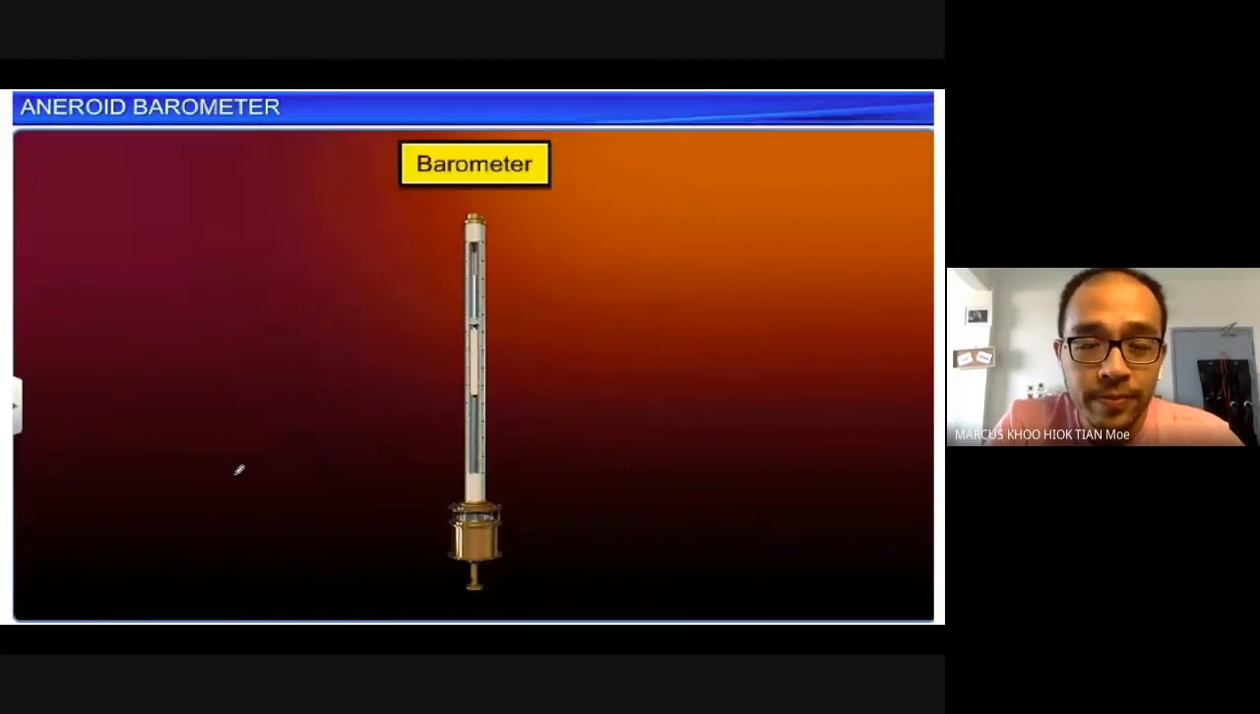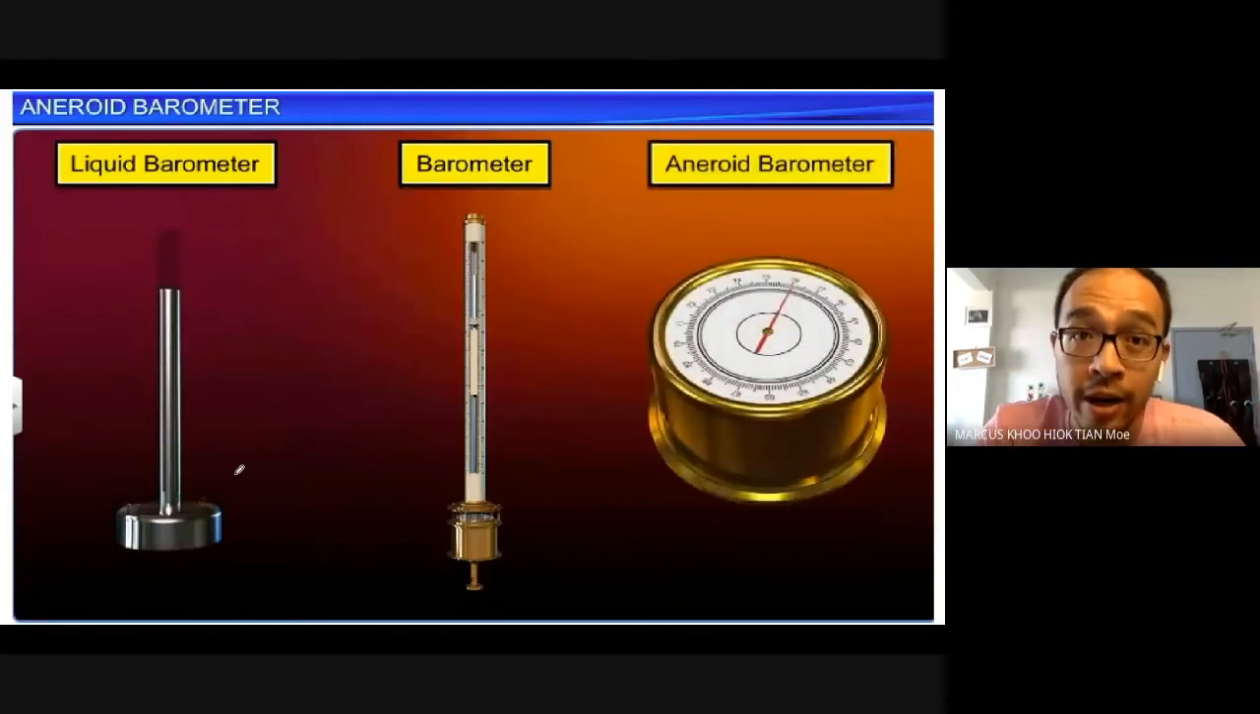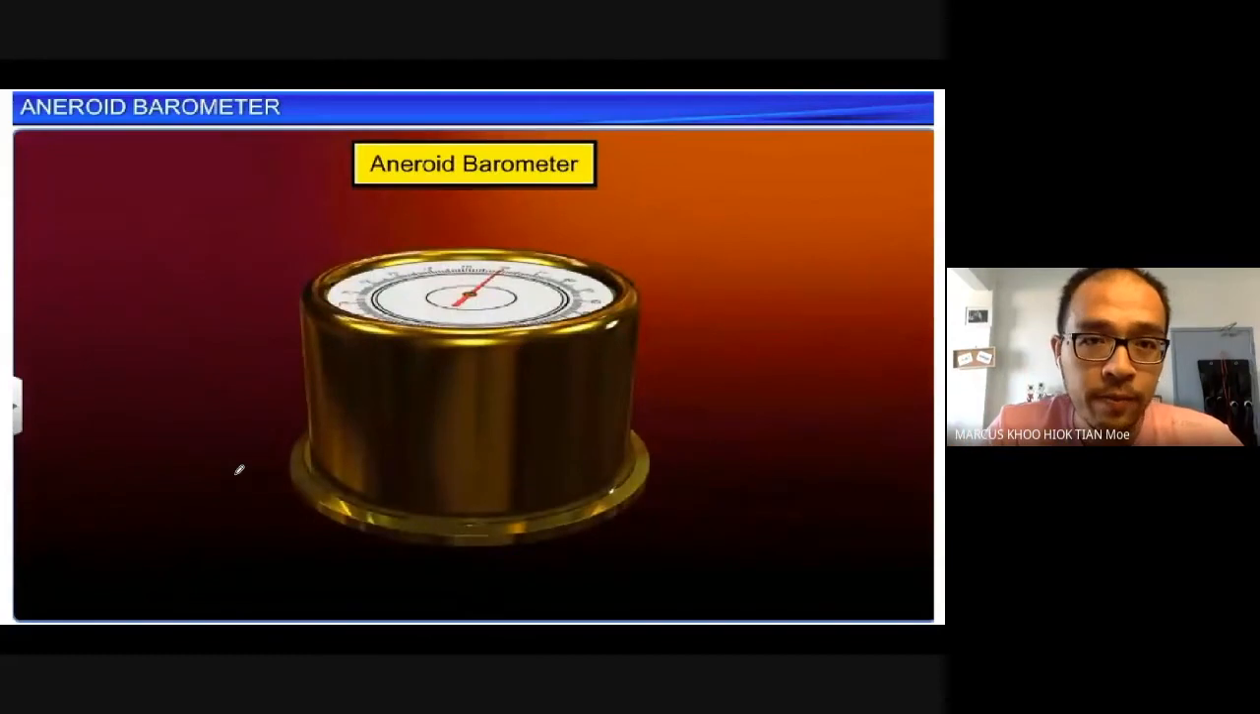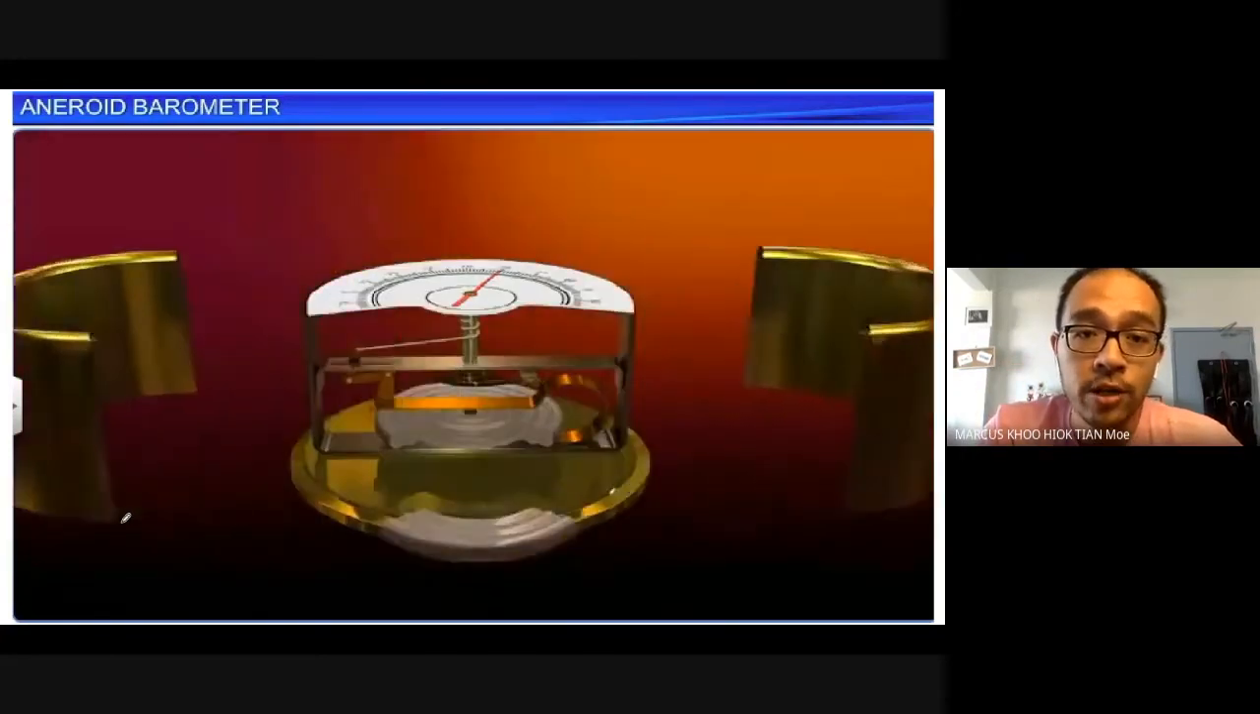Barometer is an instrument used to measure atmospheric pressure. Two types of barometer: liquid barometer, which is the Fortin barometer, and aneroid barometer, which is the non-liquid barometer. The word aneroid actually means no liquid. That's why it's called aneroid barometer.